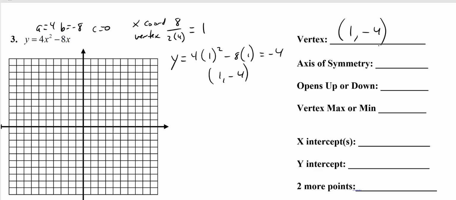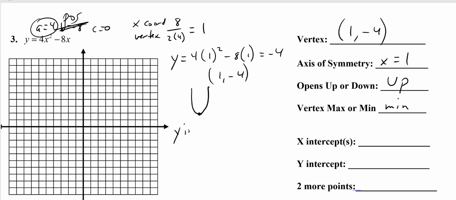Okay, these are really easy once you get this. What's the axis of symmetry? X equals 1. What does it open, up or down? Well, look at that. A is positive, right? So of course, it's going to open up. And if the vertex is a max or min, well, look. If it opens up, do you guys agree that the vertex is a minimum? Cool.